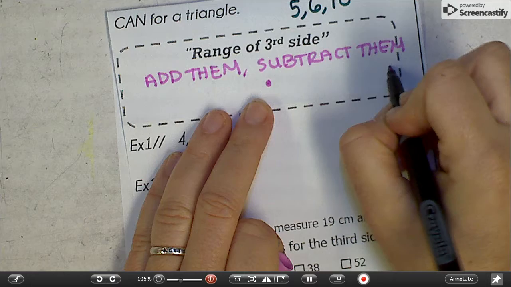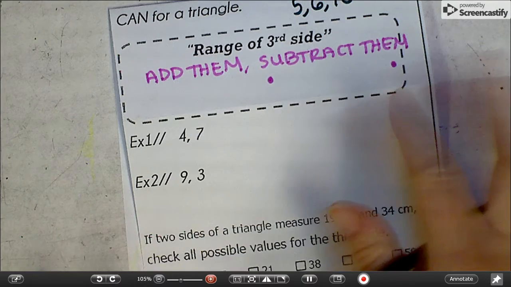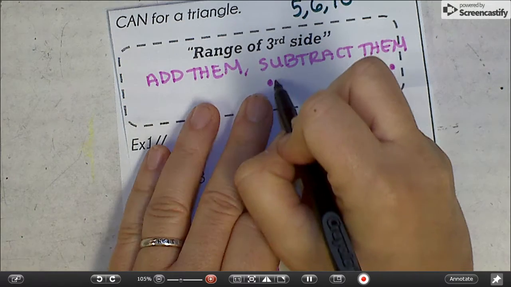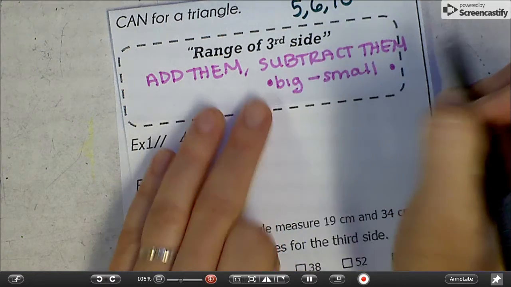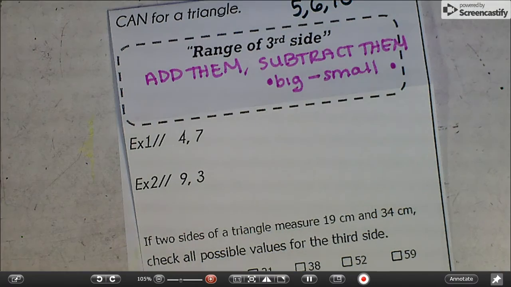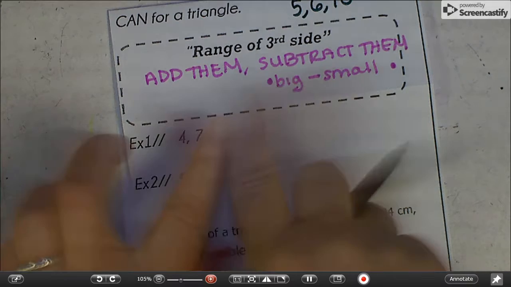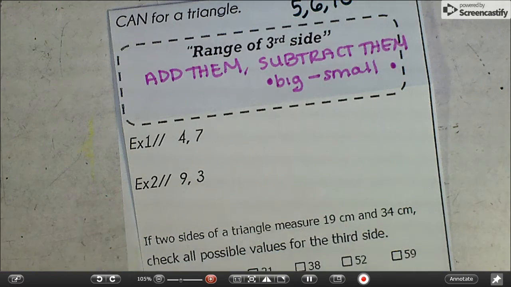Well, hold on. I want to make this really clear. When you subtract them, you're going to do big minus small. Okay? Because what if you did the small one minus the big one? What kind of number would you get? Negative. And can you have a negative distance? No. Okay.